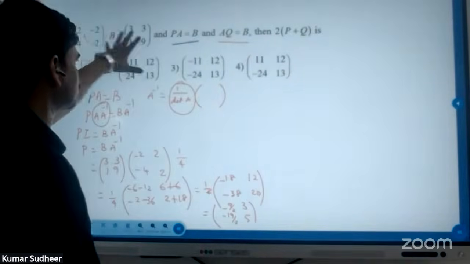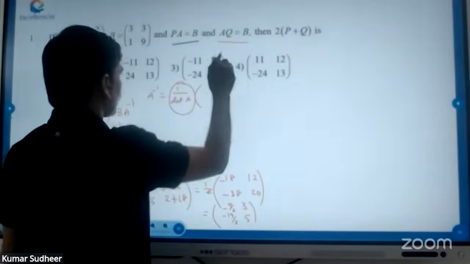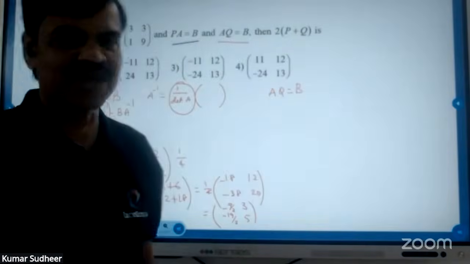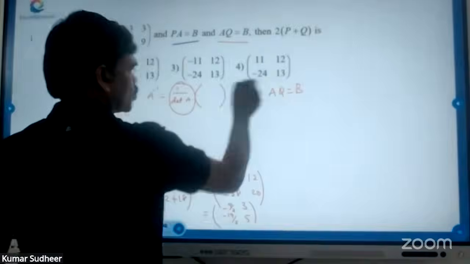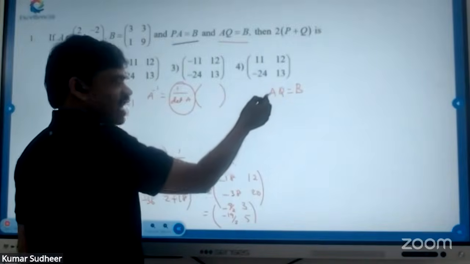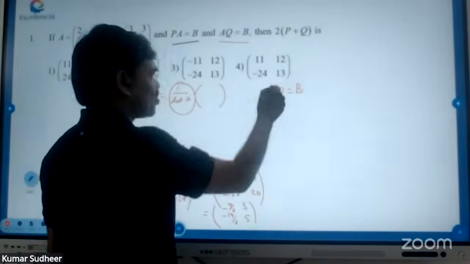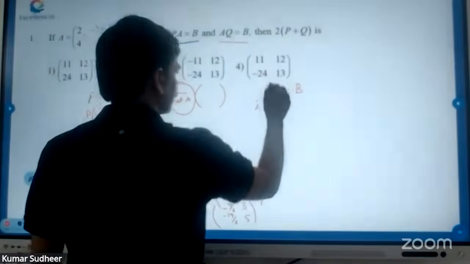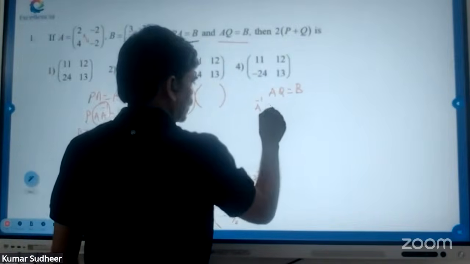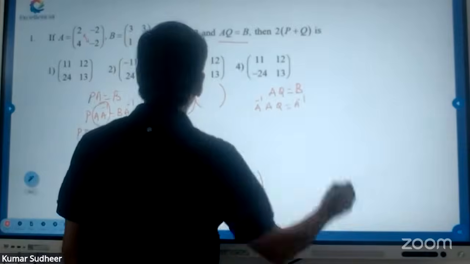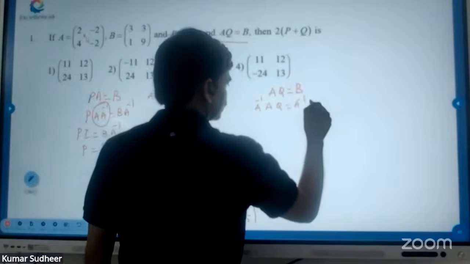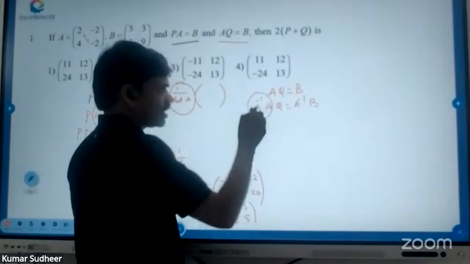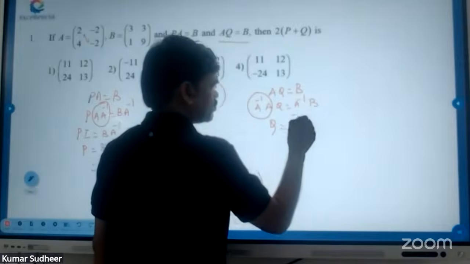Now try to get the matrix Q. The same procedure. What is given in the question? AQ is equal to B here. From this, you have to get the value of Q. For that, I'm multiplying with A inverse on the left hand side. So if I multiply A inverse into AQ, that is equal to A inverse into B. A inverse into A is nothing but I, therefore Q is equal to A inverse into B.